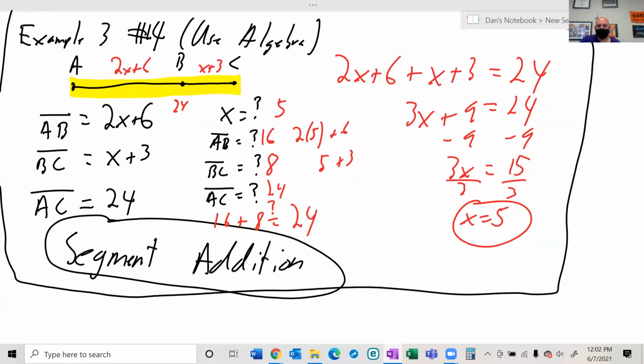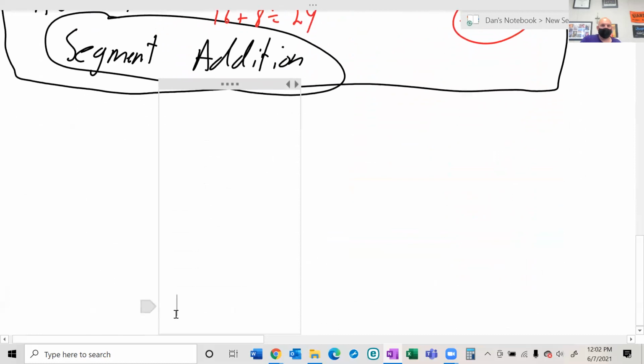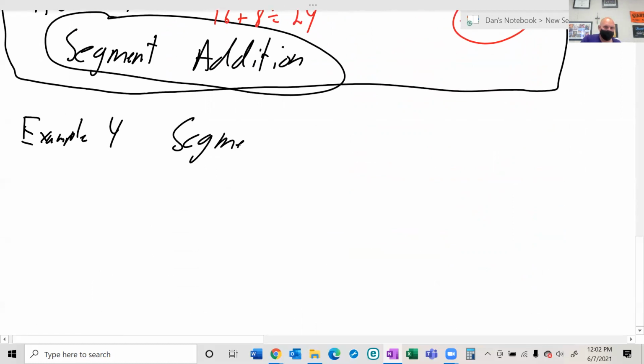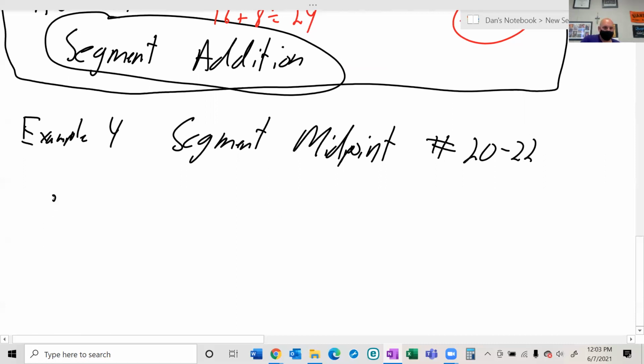Now we've got one more concept, and I'm going to start by giving you the name of this concept here. The name of this concept, for example 4, I should have labeled that at the beginning again, sorry. The name of this concept is a segment midpoint. So example 4 is talking about the segment midpoint. Here's the thing about a segment and a segment midpoint. This is like numbers 20 through 22 in your work today. Numbers 20 through 22. A, B, C.